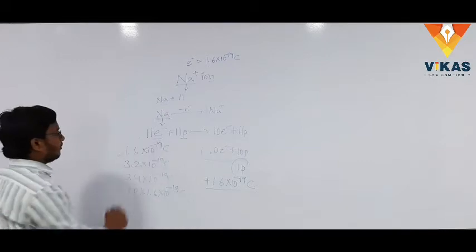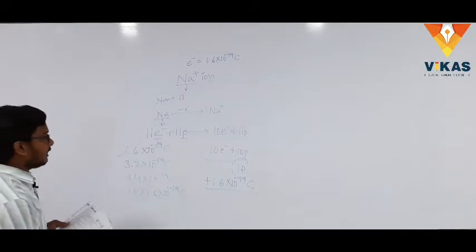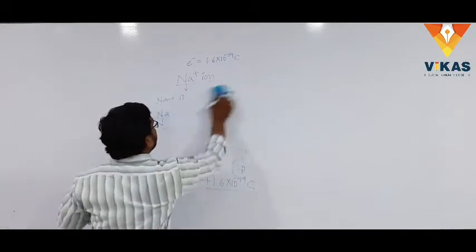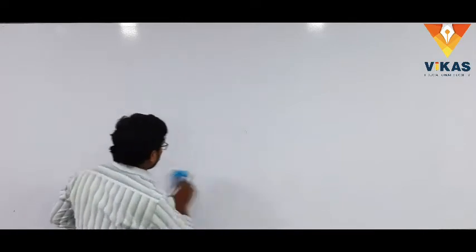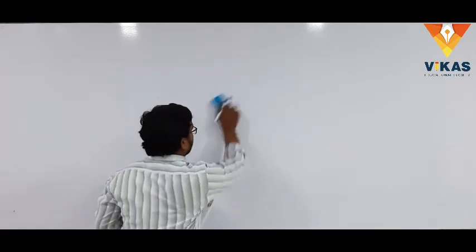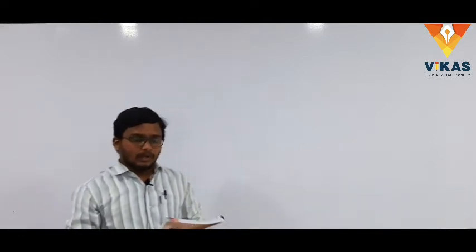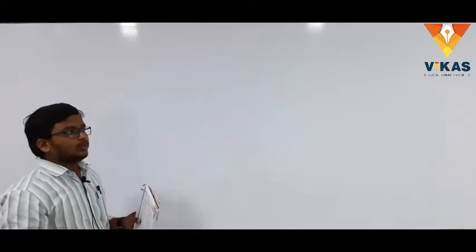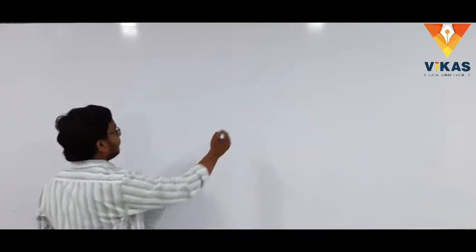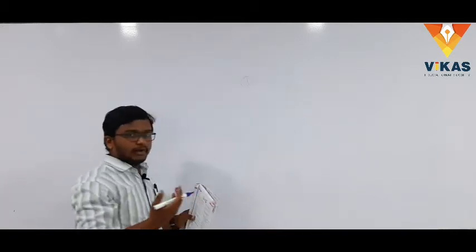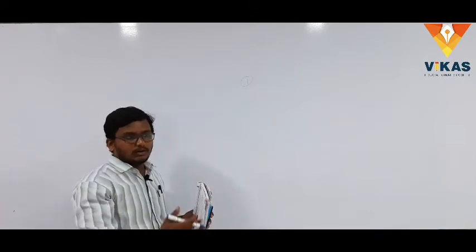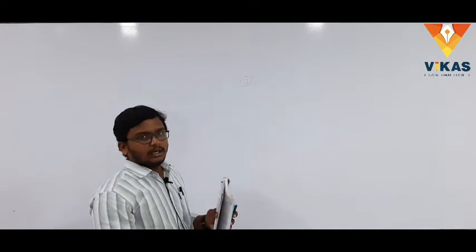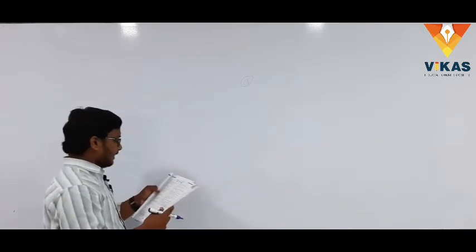So the correct option will be 1.6 × 10^-19 coulombs. Alright, we will take up the next question, that is from the cathode ray properties. You have seen cathode ray properties in the cathode ray tube experiment, right? So in the cathode ray tube experiment, what did we see? It is independent of the gas present inside, it is independent of the cathodes or electrodes, whatever we are using. We have seen that, so based on that it is given here.